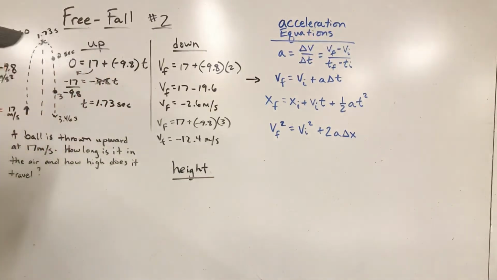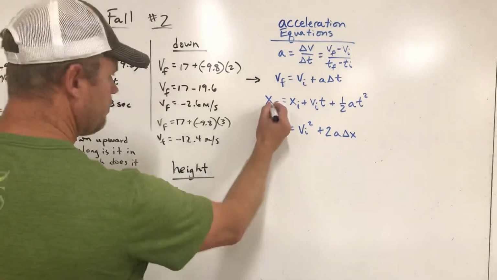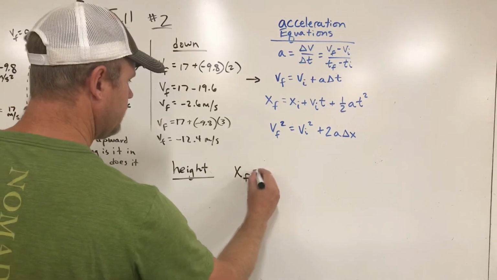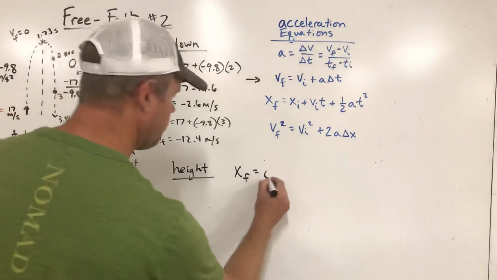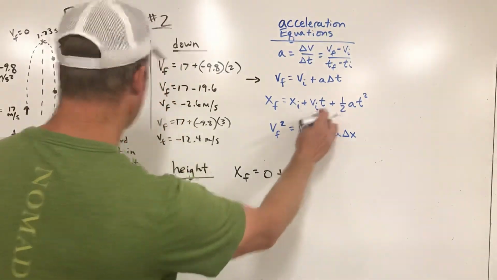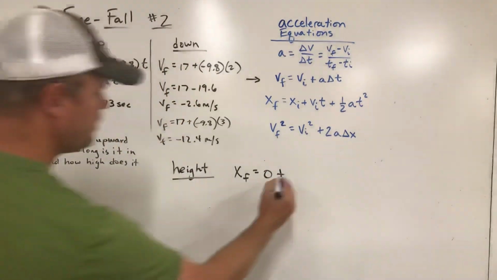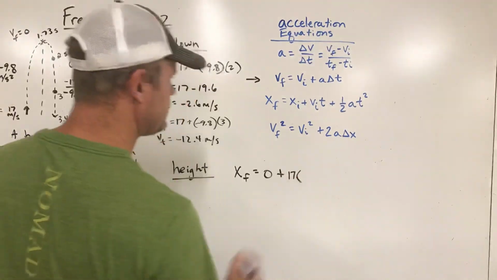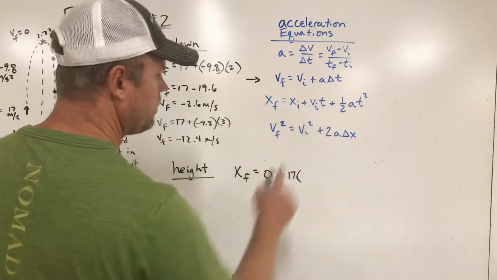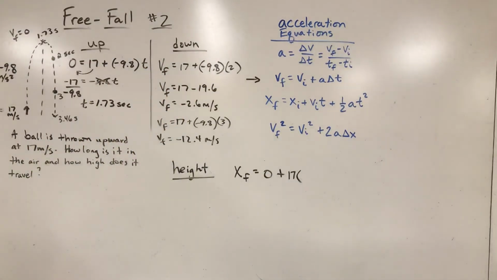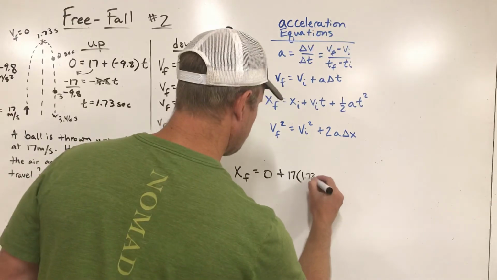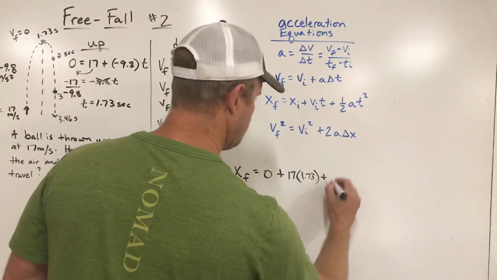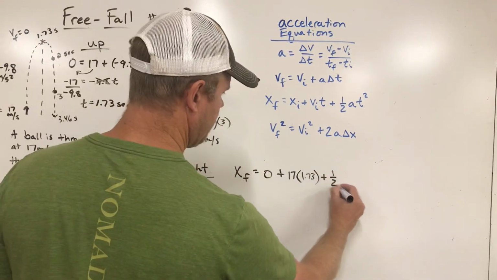Okay. So if I want to use that one, I'm going to take my final height. What height did it start from? Well, it started at the ground, so it started from a height of 0. What was its initial velocity? Oh, we do have that. That was 17. And then the time, keep in mind, which time are we talking about here? Is it the entire time? What snapshot is it? It's right here. It's at 1.73 seconds. And then I have 1/2.